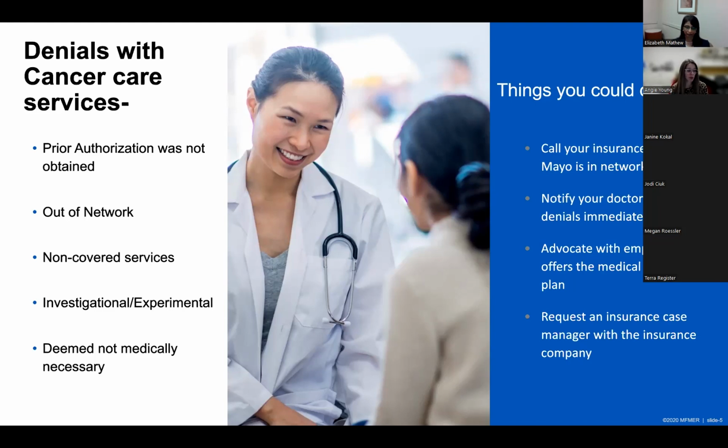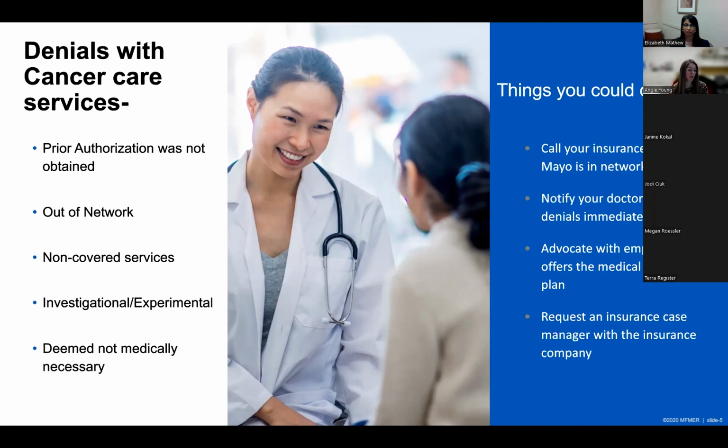But just real briefly, to review, some of the denials are related to the fact that prior authorization was not obtained. If that ever happens, we can go back and do a retro prior authorization. But as much as we can, when possible, we want to make sure we are seeking prior authorization. Sometimes we receive denials because we're considered out of network. Again, as Elizabeth mentioned, being in network gives you the best coverage for care, the least amount of out-of-pocket expenses.